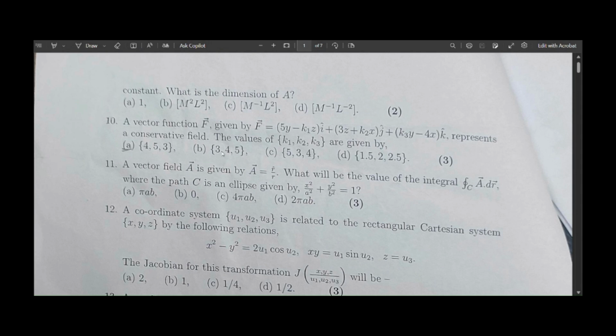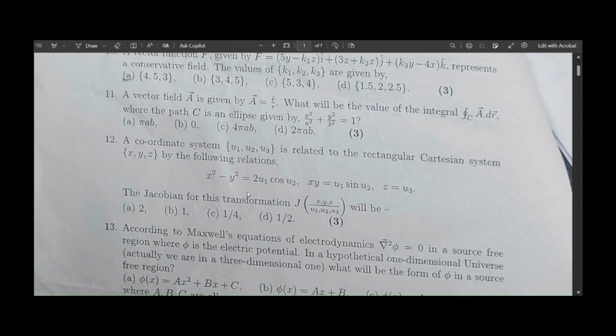Question number 12. Question number 12 says the coordinate system u1, u2 and u3 is a new coordinate system related to a rectangular Cartesian system xyz. So the relations are given by x square minus y square is equal to 2u1 cos u2, xy is equal to u1 sin u2, z is equal to u3.